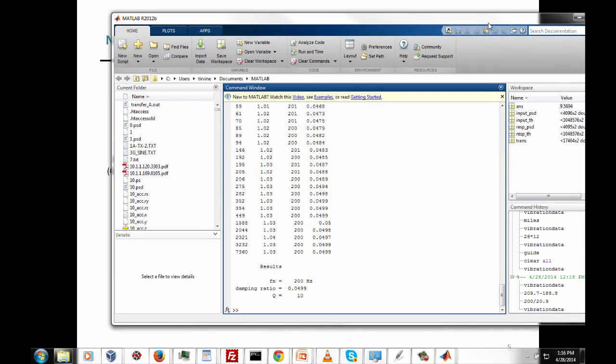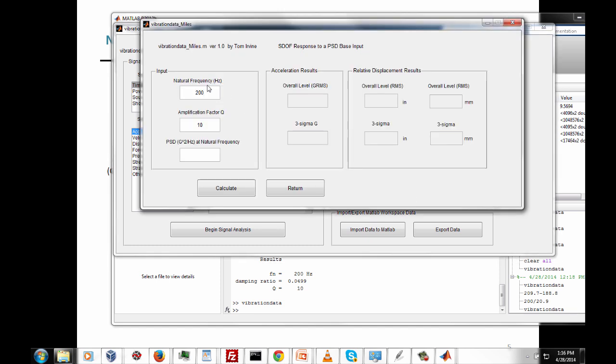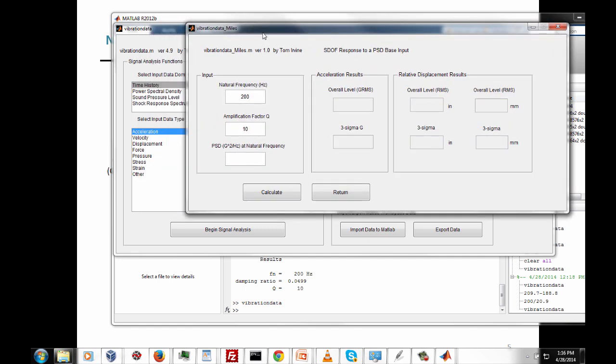So if we go to Miles' equation, oops, where were we now? Okay, let's call up our vibration data, Miles' equation. Okay, we already have our 200 hertz, Q is equal to 10. Now our G square per hertz level, and you can go back and verify this yourself, at 200 hertz, that plateau region was 0.04 G square per hertz. Calculate. So according to Miles' equation, our overall GRMS response should have been 11.2. And if you recall, for our little numerical experiment, we got 11.4 GRMS. That agrees fairly well.